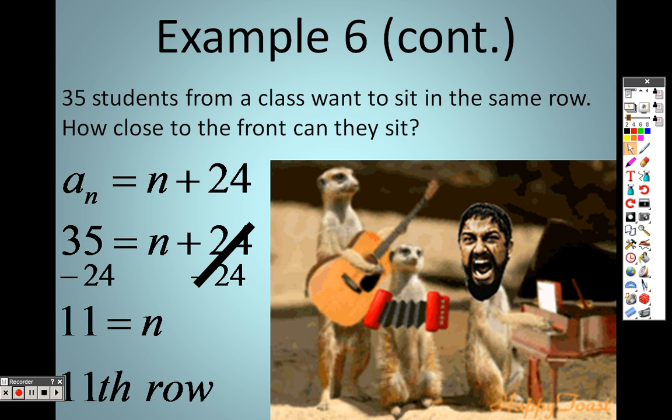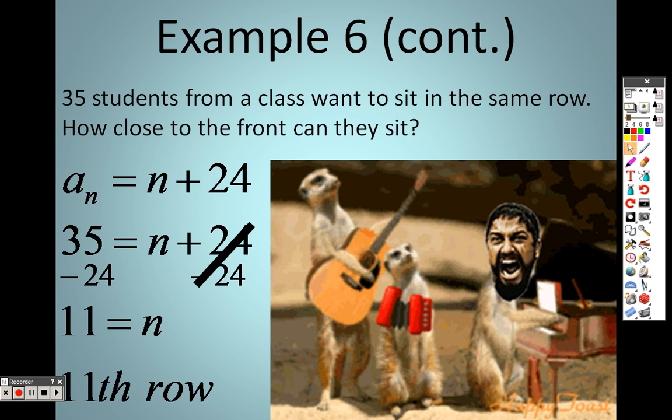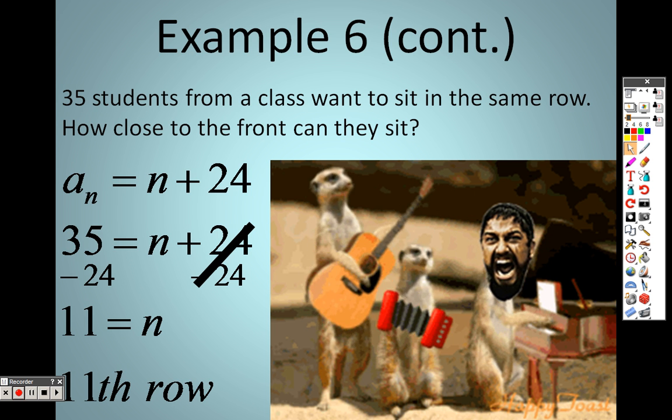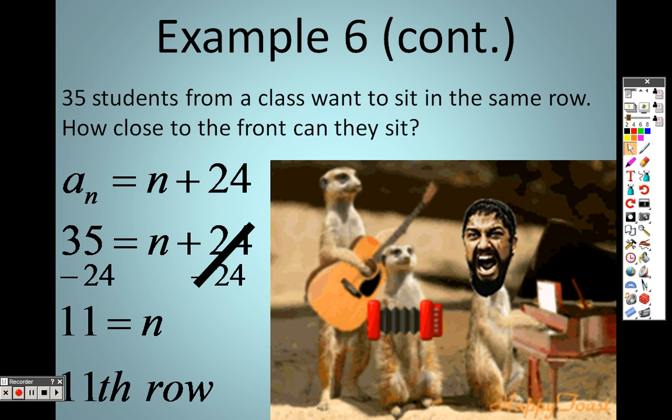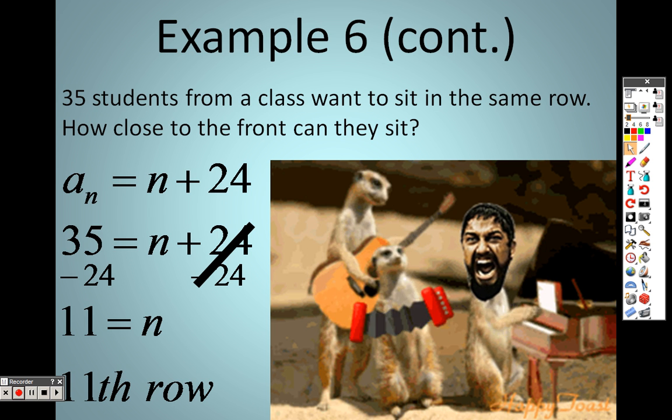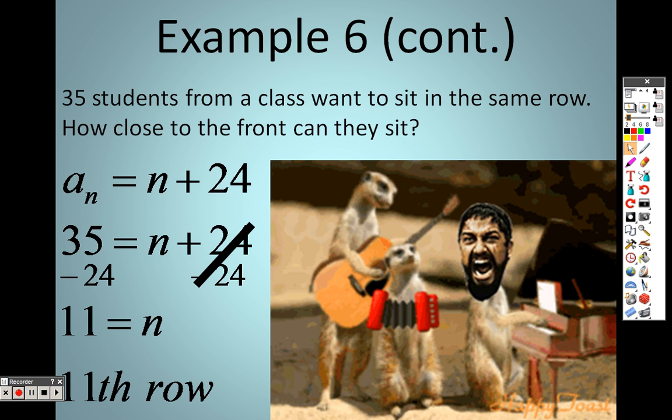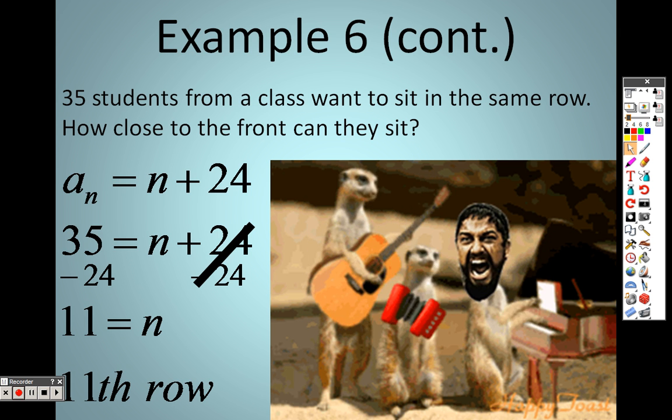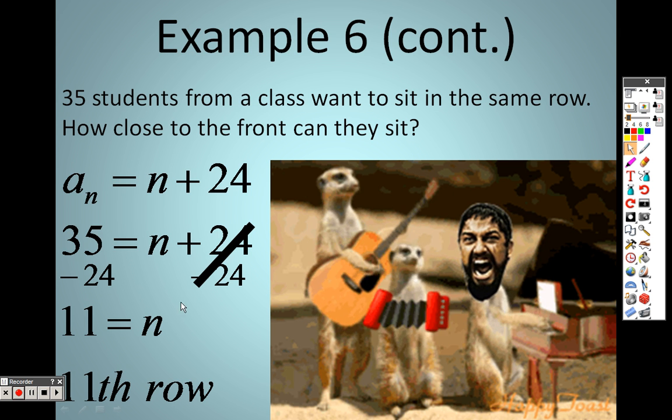Now, they could sit back farther than the 11th row, right? They don't have to sit in the 11th row. They could sit in the 12th or the 13th or the 14th row. That's fine, but they can't sit any closer, because if they do, there won't be enough seats for them to sit together in the same row.